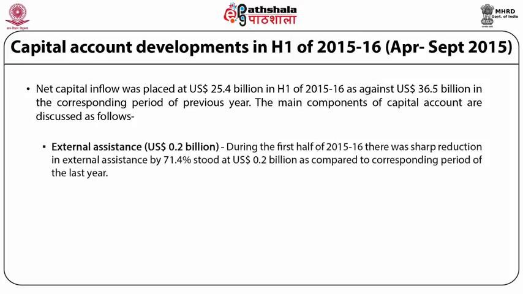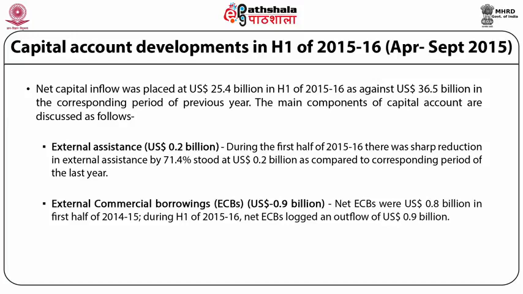The first one is external assistance. During the first half of 2015-16, there was a sharp reduction in external assistance by around 71.4%, which stood at 0.2 billion US dollars as compared to the corresponding period of the last year. External commercial borrowing, that is ECBs, stood at 0.9 billion US dollars as against 0.9 billion US dollars in the corresponding period of the previous year.